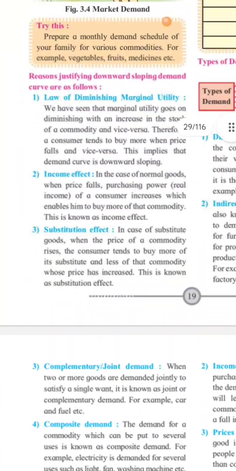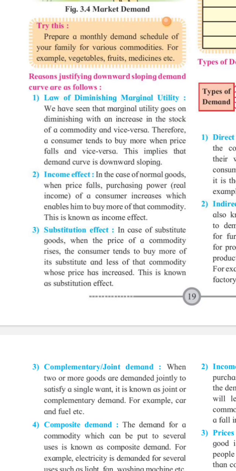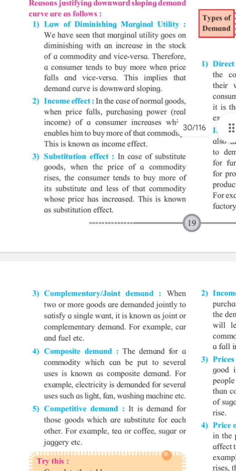Now we will be learning the reasons for justifying the downward sloping demand curve as follows. The first is DMU, that is law of diminishing marginal utility. As consumption increases, additional satisfaction from every extra unit decreases. Therefore, consumers buy more only when price falls. Second reason is income effect. When the price of a commodity falls, the real income of consumers increases. As a result, consumers can buy more of that commodity.